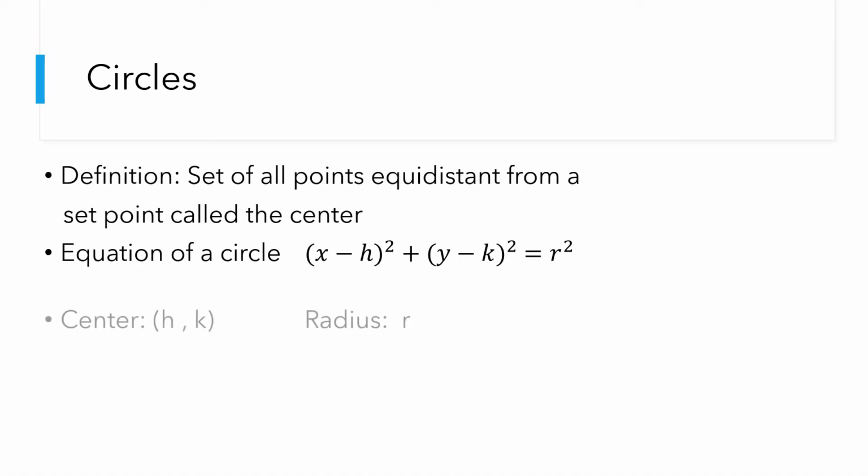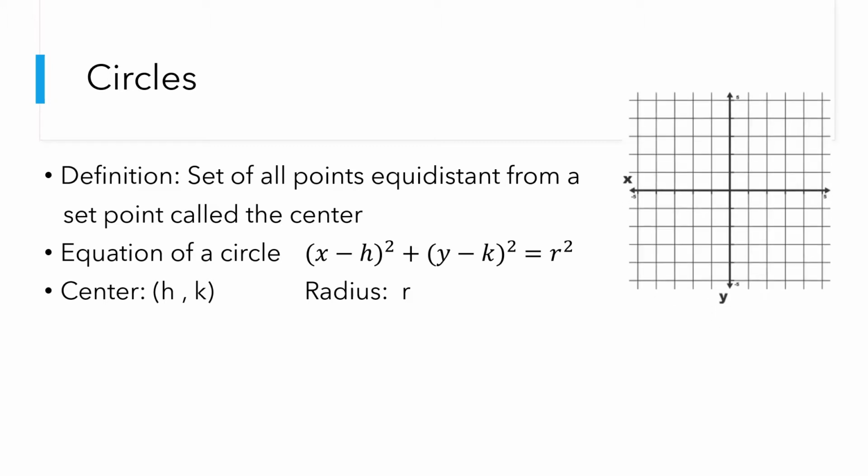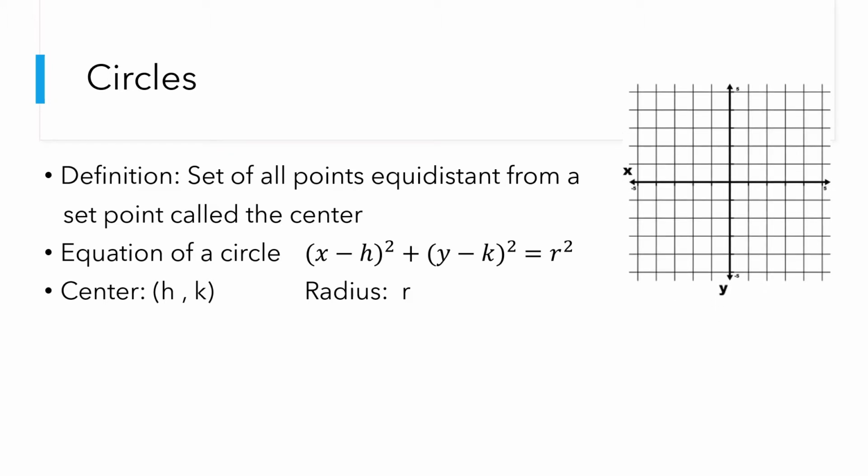So when it comes to the circle, the definition is the set of all points equidistant from a set point called the center. The equation of a circle is x minus h, and just like with the parabola formula, the h and the k are the center. For the parabola, it was the vertex, but in the circle, it's the center, and the radius is the r in the formula. And note that in the equation, it's r squared, not just r.